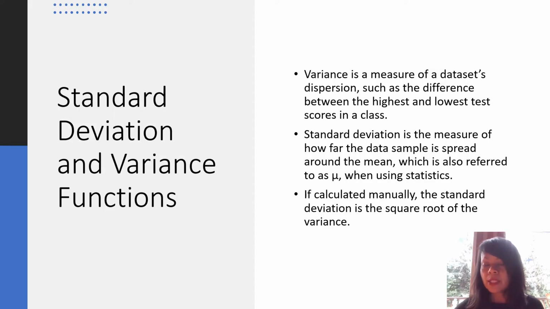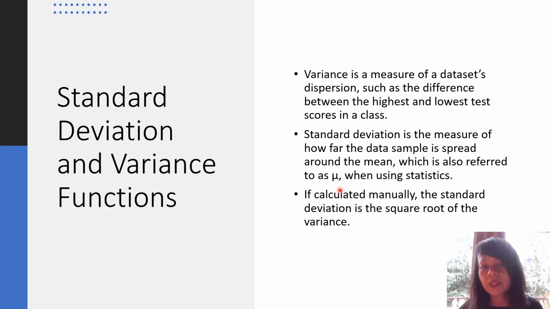Okay, so next we look at standard deviation and variance functions. Variance is a measure of a data set's dispersion, such as the difference between the highest and the lowest scores in class. Standard deviation then is a measure of how far the data set is spread around the mean. So if you have a mean, how far are those marks, those scores, spread out around that mean?